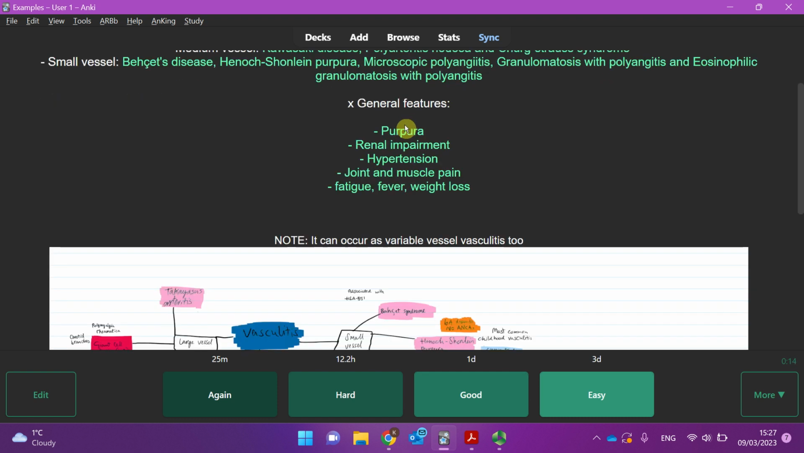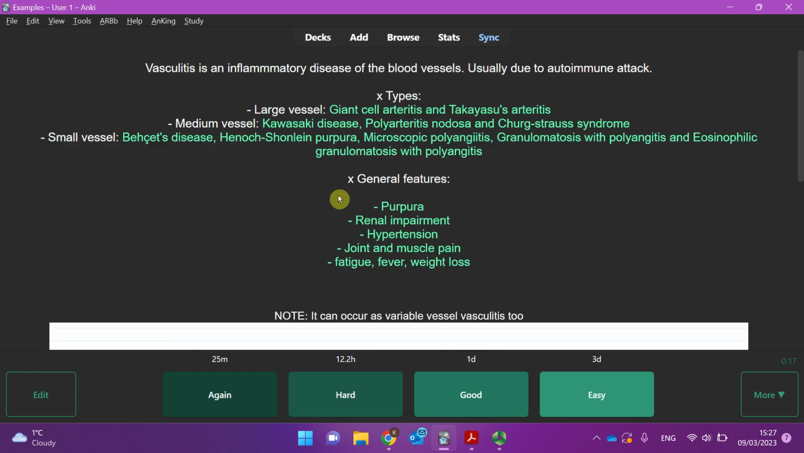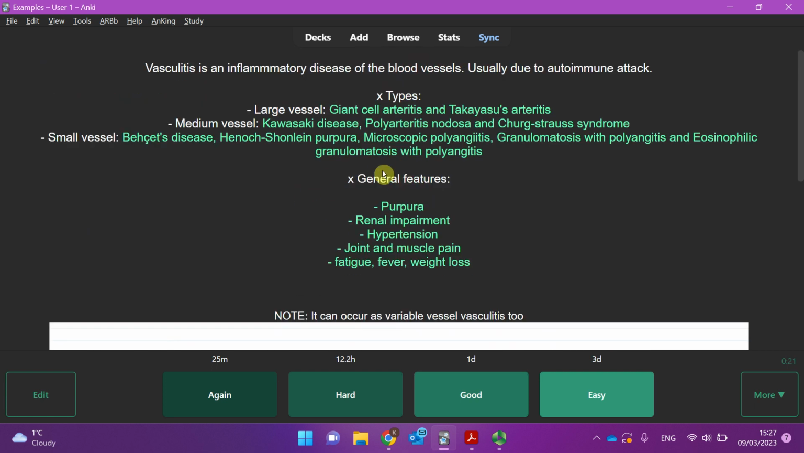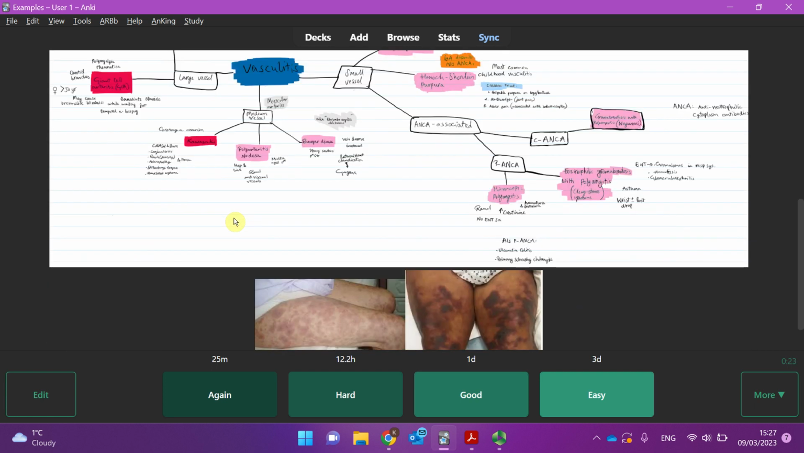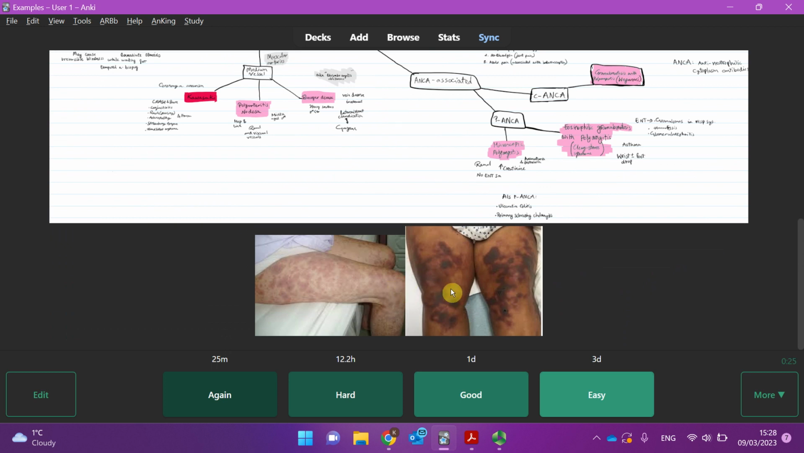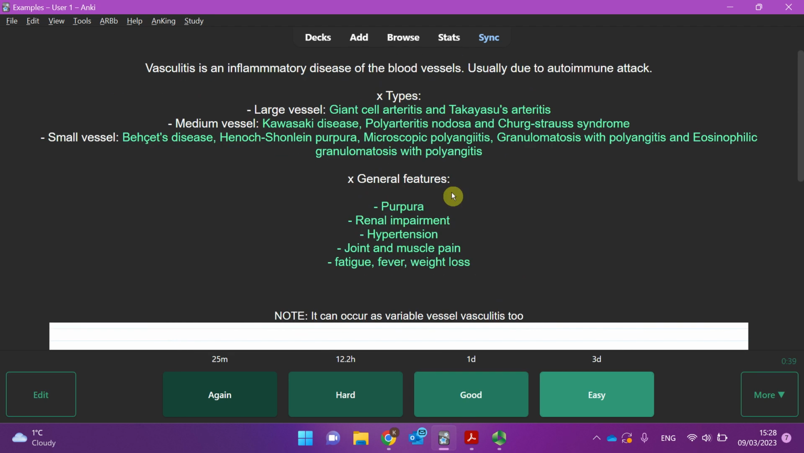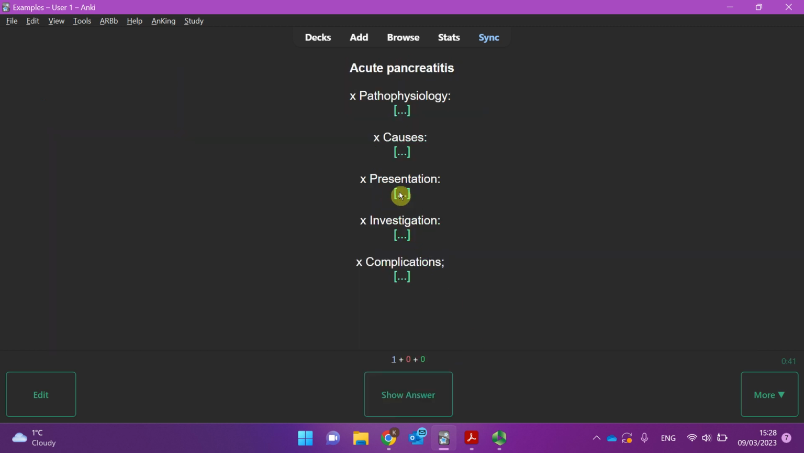Notice that I can also add pictures on top of what I remember, so I'm not requiring myself to remember all of this necessarily as part of the answer, but I have this here as well. So I have pictures of what vasculitis may look like, and this is a mind map that I've drawn on my iPad, so I use it alongside Anki, and I talk more about things you can use alongside Anki later in the website.